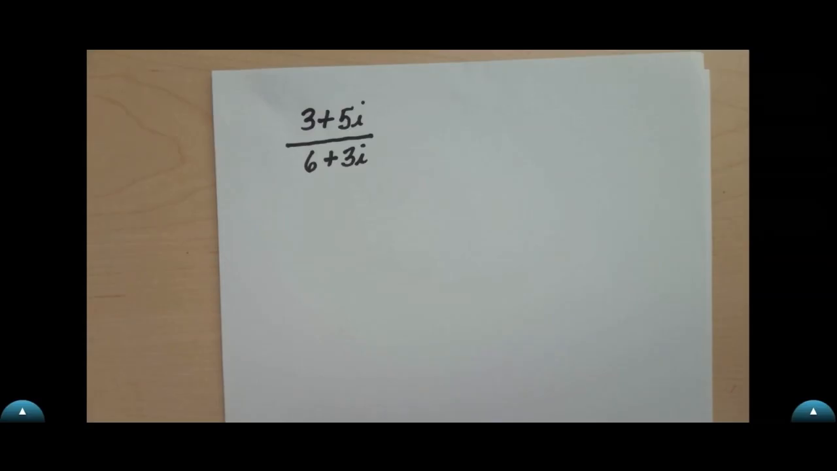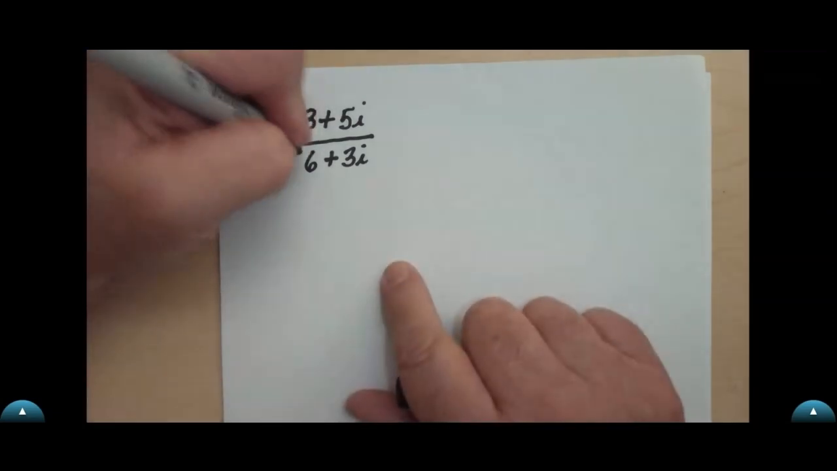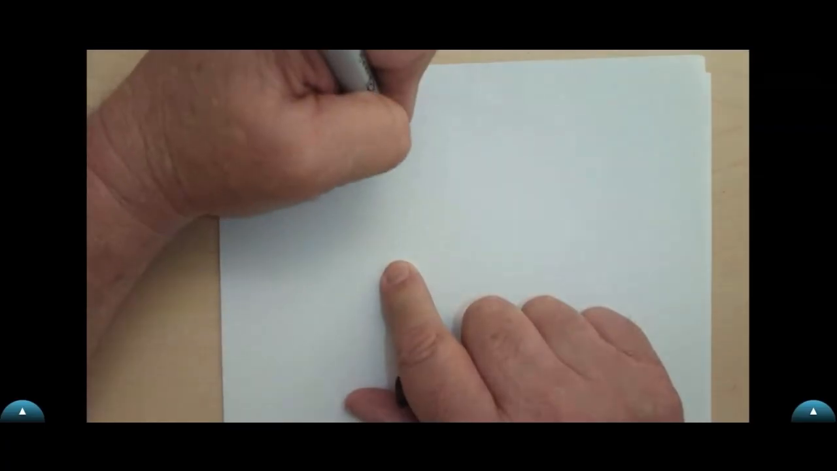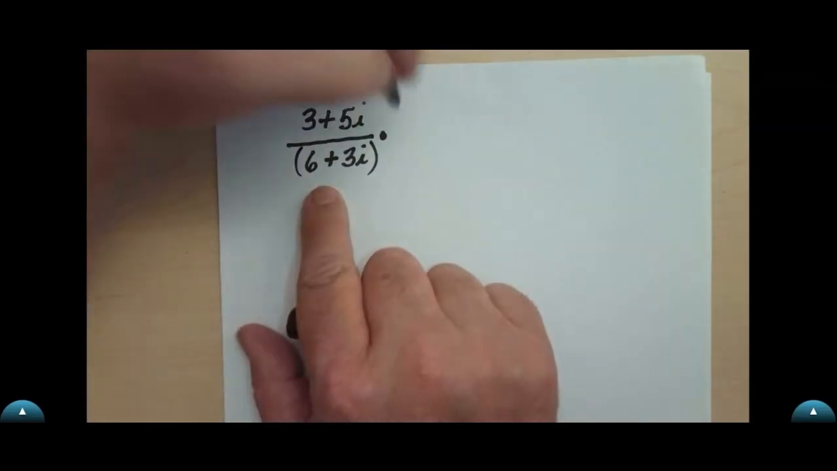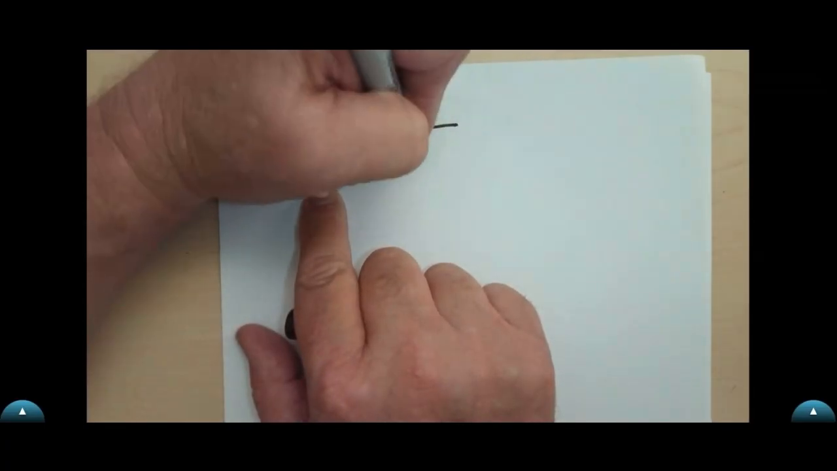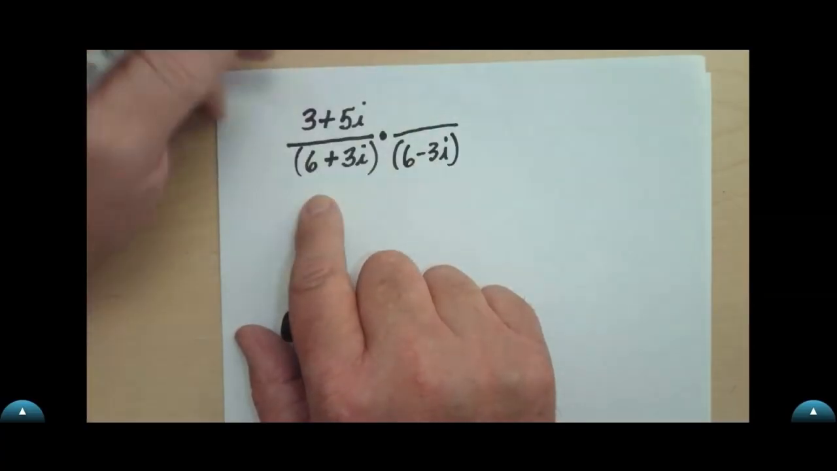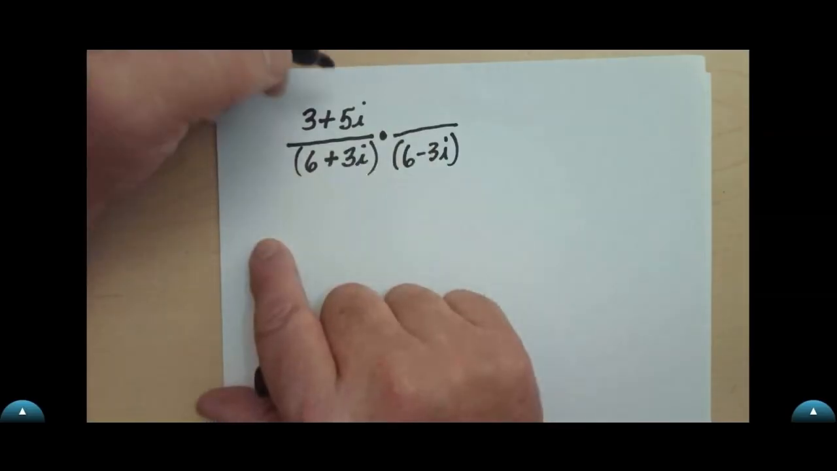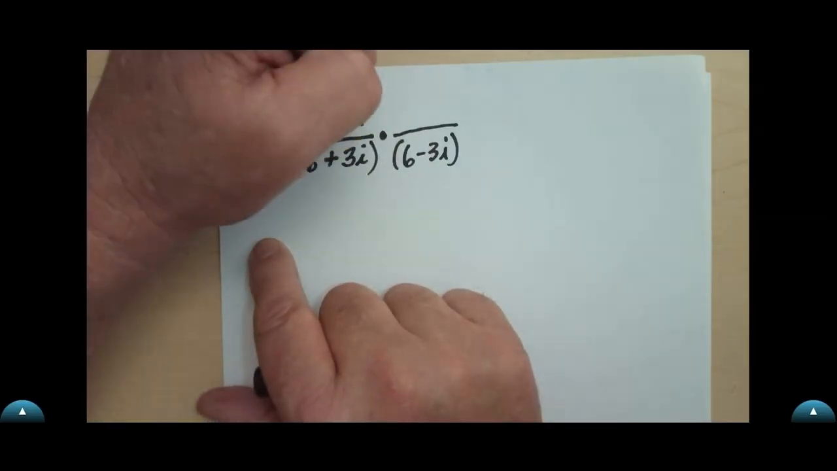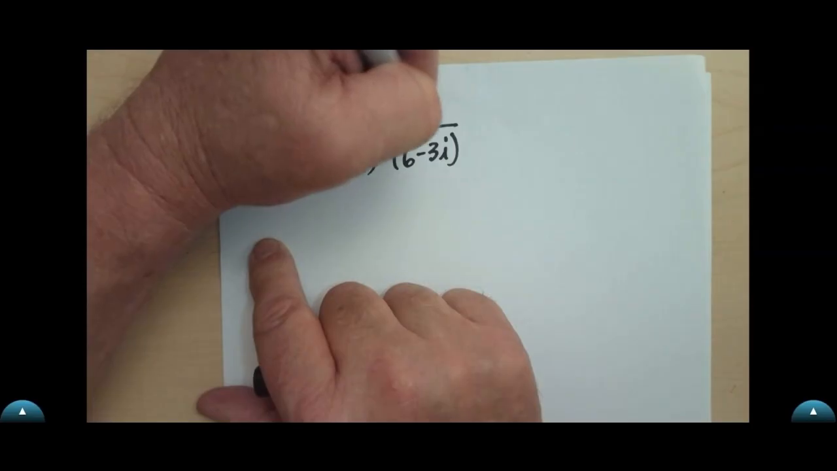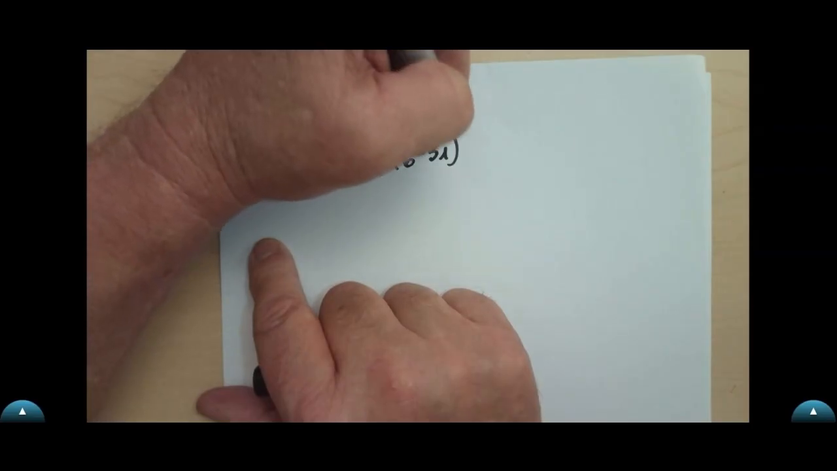6 minus 3i. Did they say 6 minus 3i? Good. Yeah, I need to multiply it times its complex conjugate, 6 minus 3i. But don't forget, if I multiply the bottom times 6 minus 3i, I have to multiply the top times 6 minus 3i.